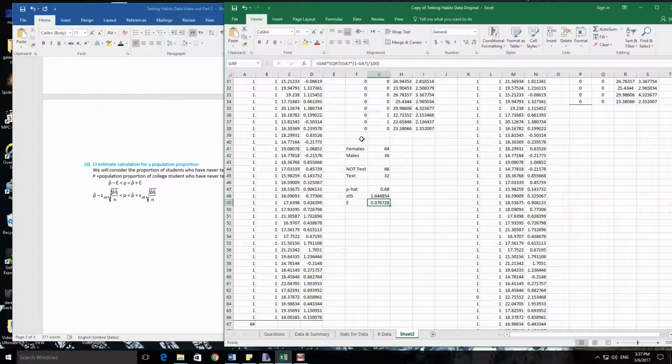And I can see here the margin of error was calculated using the G48 cell, the Z value, times the square root of P hat times Q hat divided by n. And the square root, kind of like the calculator, everything in the square root needs to be in parentheses. Oh, it's actually like the old calculators. The newer calculators, you don't need parentheses for that. So now I know the margin of error.